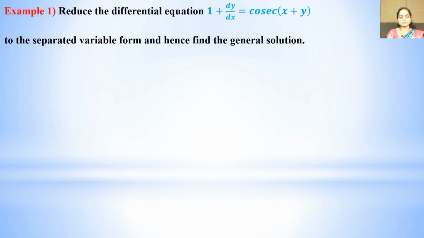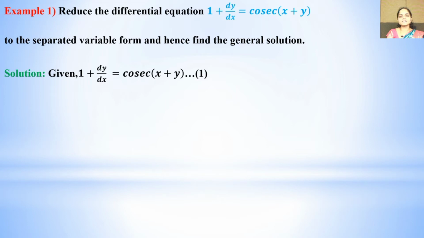Now see some examples on the substitution. First example: reduce the differential equation 1 plus dy by dx is equal to cosec of (x plus y) to the separable variable form and hence find the general solution. Let us start the solution. First we write the given differential equation: 1 plus dy by dx is equal to cosec of (x plus y). This is our equation number 1.